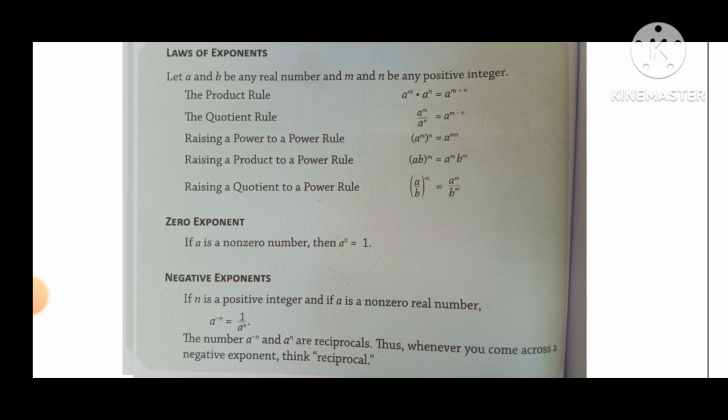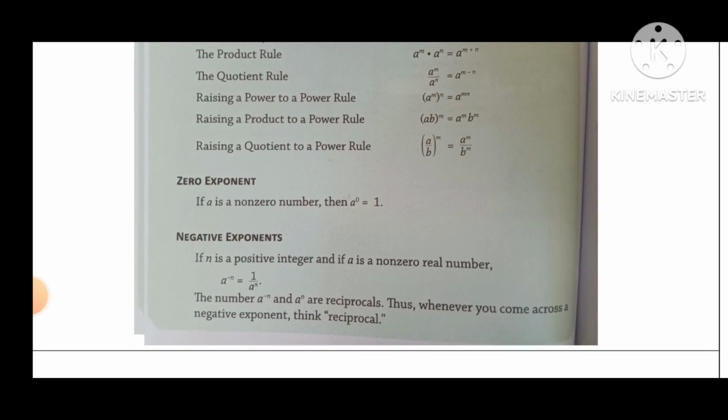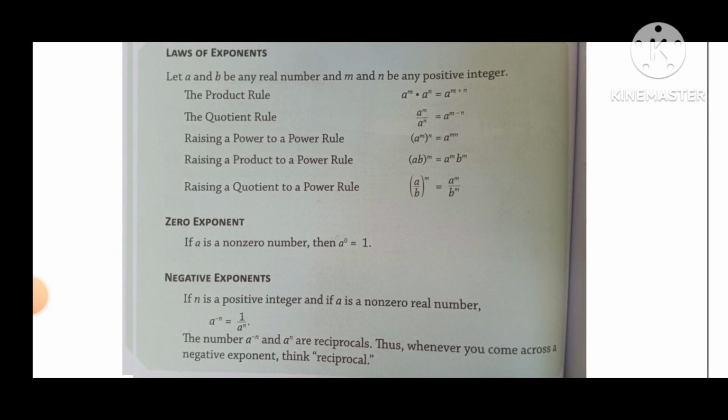Okay, next, zero exponent. If A is a non-zero number, then A to the 0 is equal to 1. Okay, so ibig sabihin, any number raised to 0, laging 1 yan. Okay, pagka 0 ang exponent natin, laging 1, provided A is not equal to 0. Okay? So last, the negative exponents. If n is a positive integer and if a is a non-zero real number, a to the negative n is equal to 1 over a to the n. Meaning, kapag ang exponent natin negative, kukunin lang natin yung reciprocal niya, magiging positive na yan. Okay? So, that would be it, no?